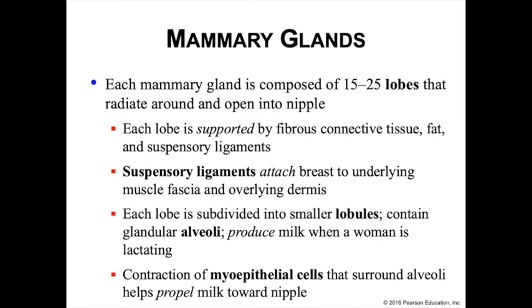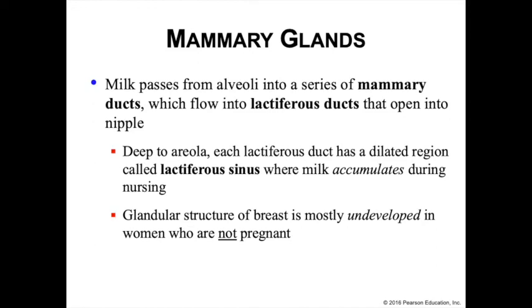A lot of different lobes. So 15 to 25 lobes that will actually have different tubes. The lobes basically are just areas that support the tubing system, the ducts that will eventually lead to the areola, into the nipple, where we can get that milk to the actual baby. A lot of suspensory ligaments, a lot of connective tissue that will help to connect the entire structure together and help to hold it in place and stabilize it.